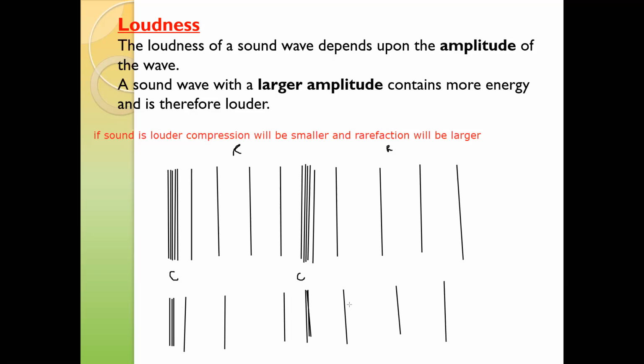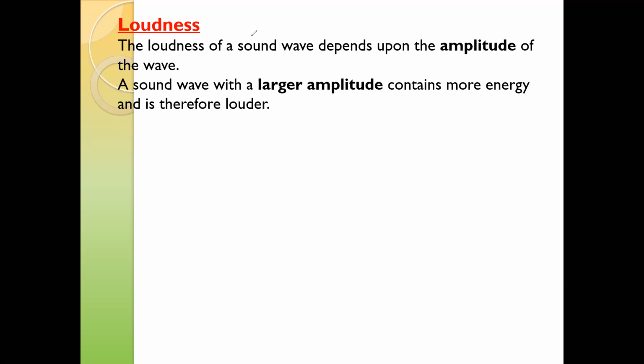But because it is difficult to draw exactly the compression and rarefaction, normally instead of drawing them, we simply use transverse waves to explain the idea of a louder sound. The frequency, the number of compressions and rarefactions, is not changing. That's why the frequency does not change. It is the same number of compressions and rarefactions, but the compression will be compact and the rarefaction will be expanded.